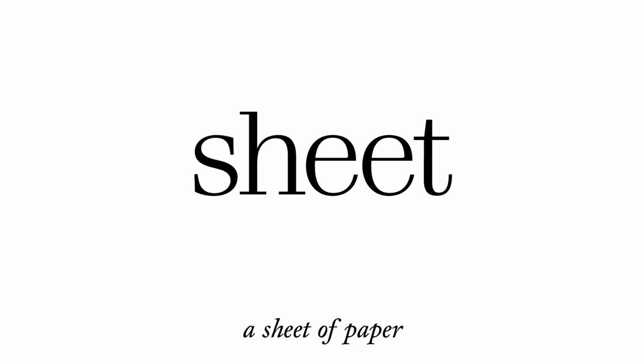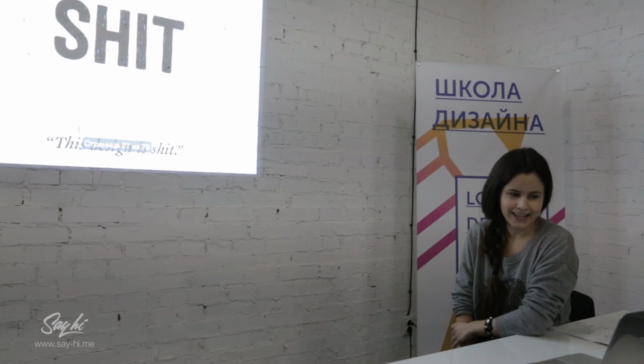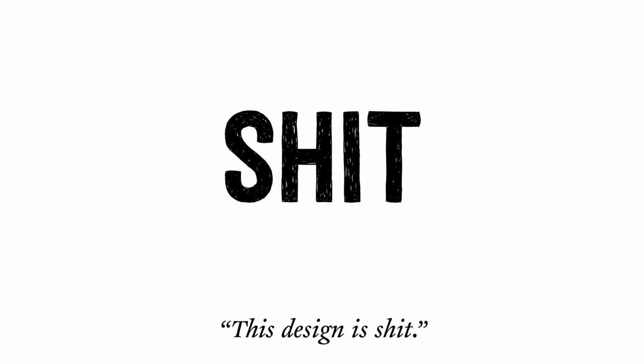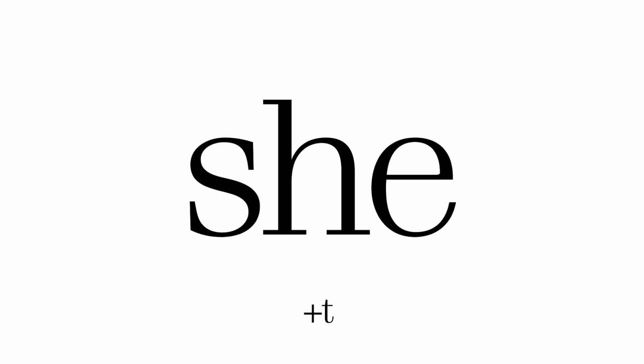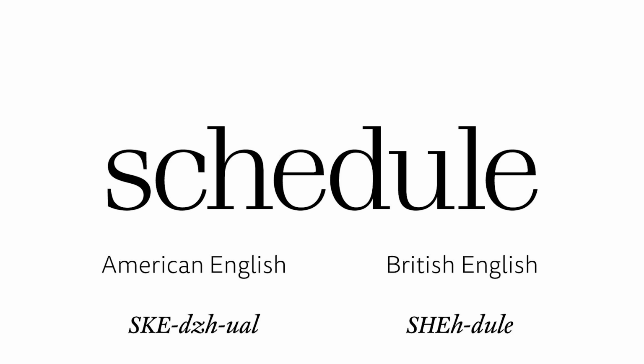Okay, this one has always been mispronounced by like everyone I know. It's a sheet of paper. It's not shit. If your design is shit, your client will say, this design is shit. An easy way to remember how to say sheet the right way is the word we all know, she, and just add the T in the end. It's sheet. It's not shit.